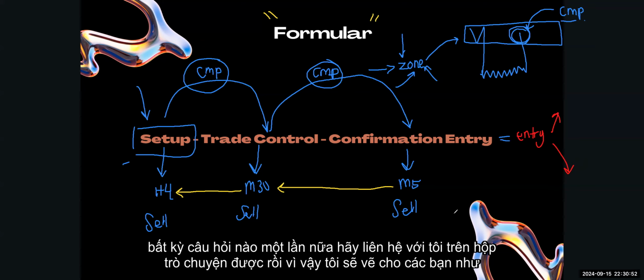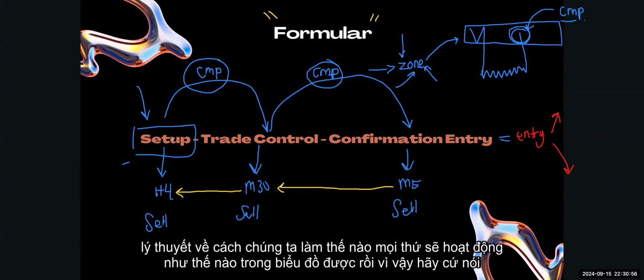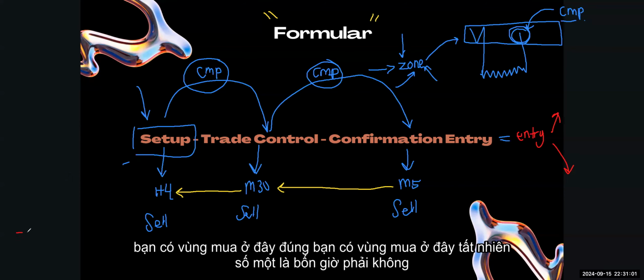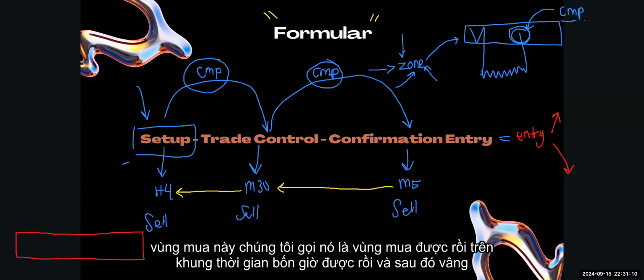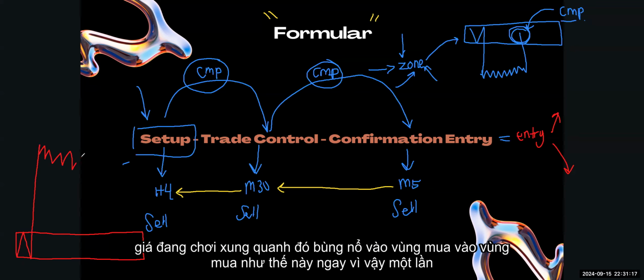All right, so I'm going to draw to you guys the theory, how this thing is going to work in the charts. Let's just say you have a buy zone here. Of course, number one is the 4-hour. So this buy zone, we call it a buy zone on the 4-hour time frame. The price is playing around there, and boom, gets into the buy zone.